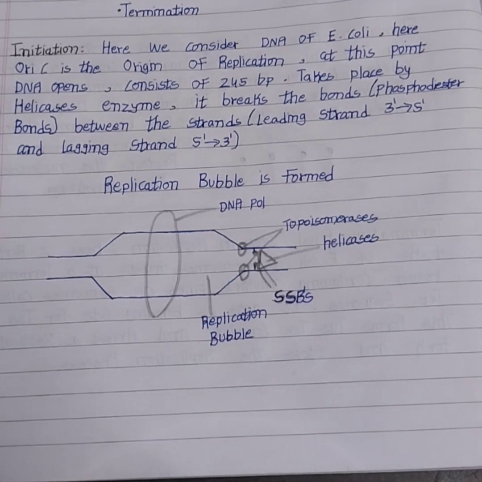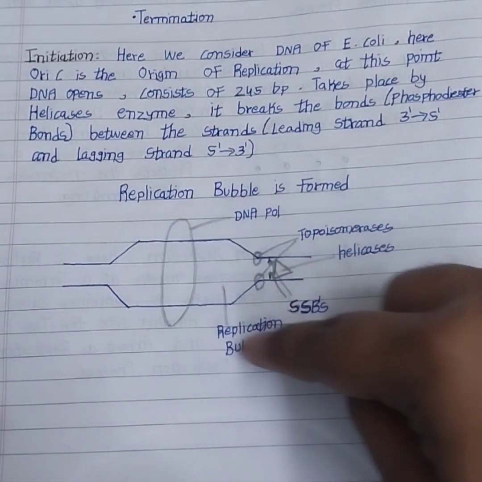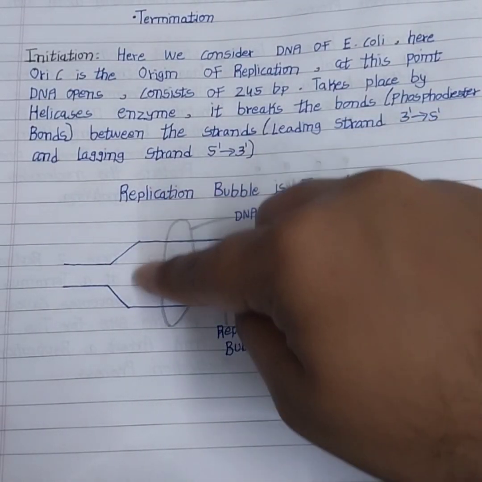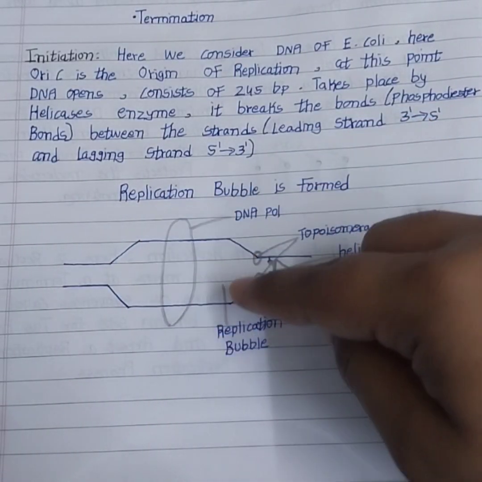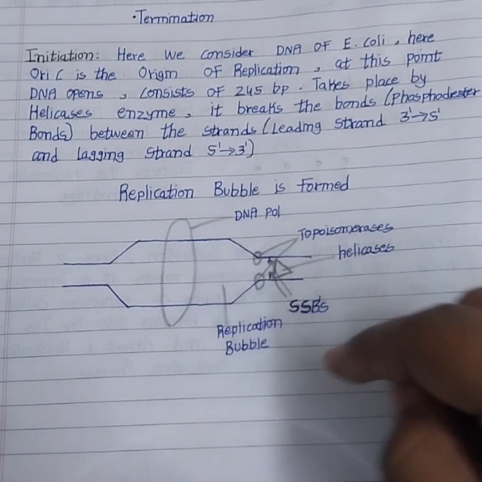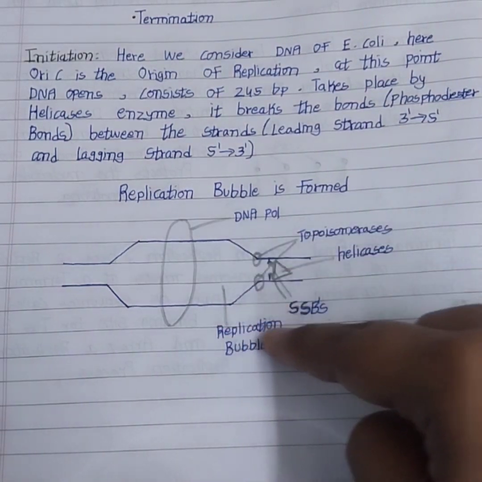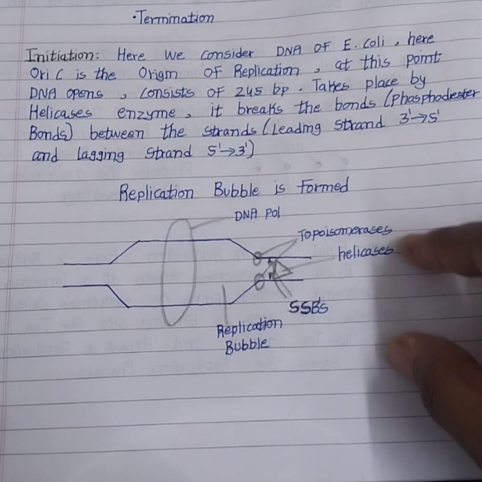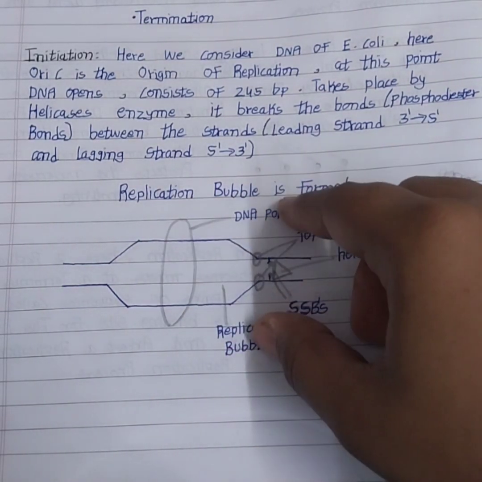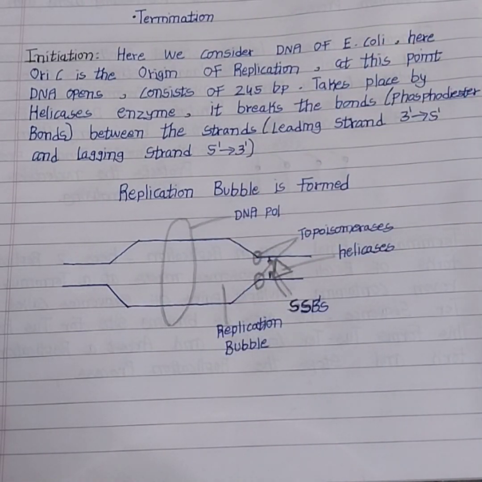In the initiation process, first the replication bubble is formed. Here we can see this is the replication bubble. This is the DNA polymerase enzyme, which is the main enzyme in the DNA replication process. This is SSBs, this is helicase, and this is topoisomerase. These are the basic enzymes which are important in the DNA replication process. They have their specific functions, which we'll see later.